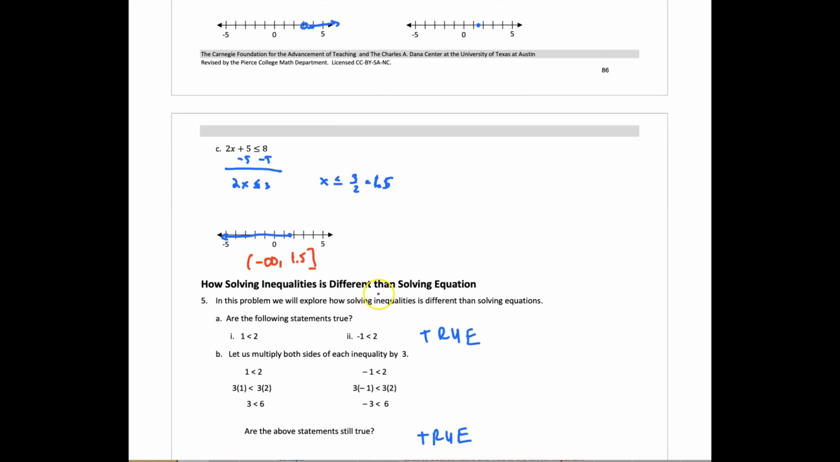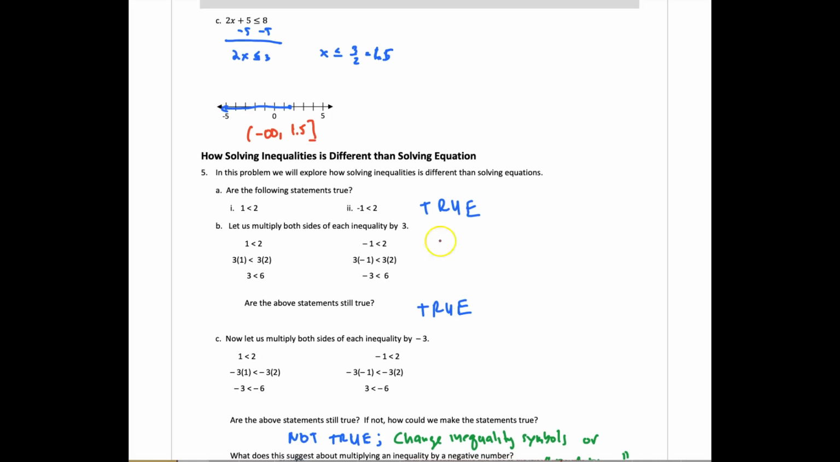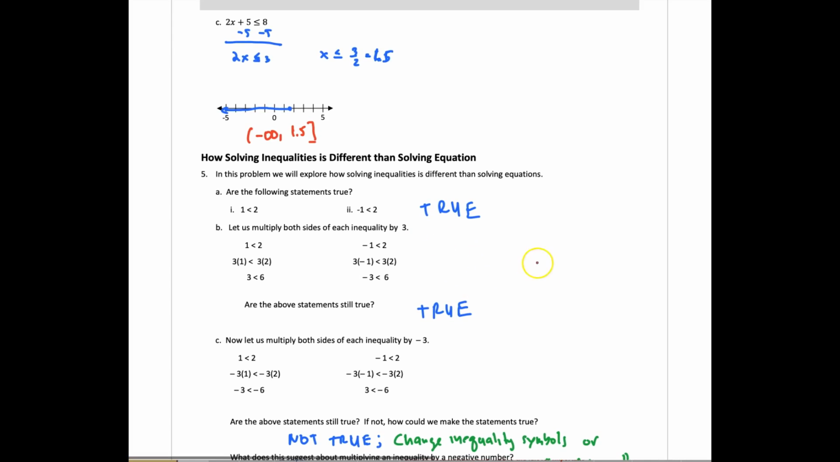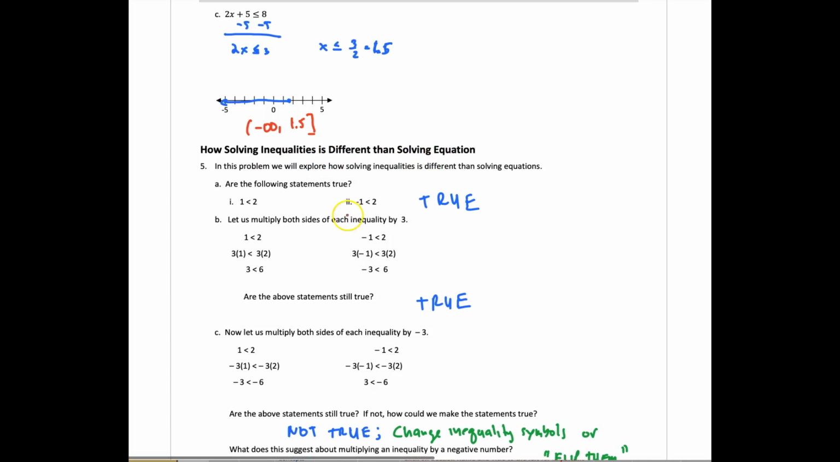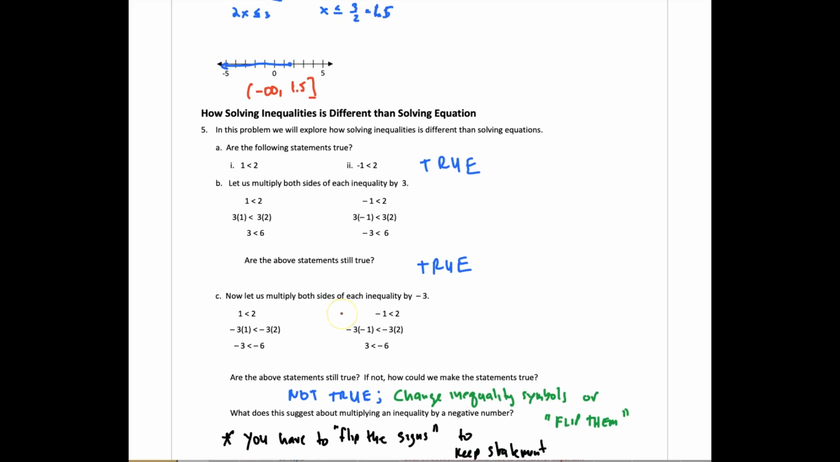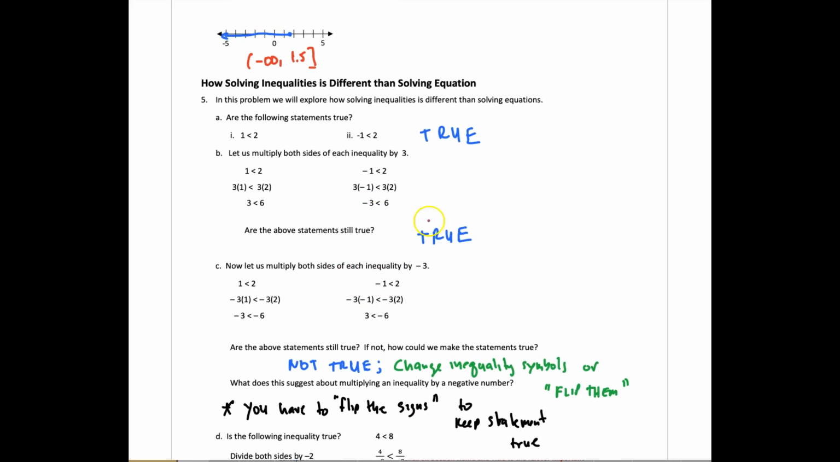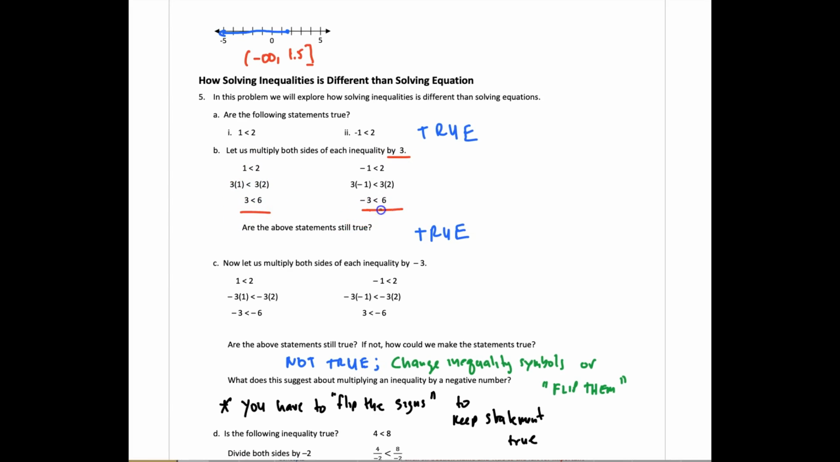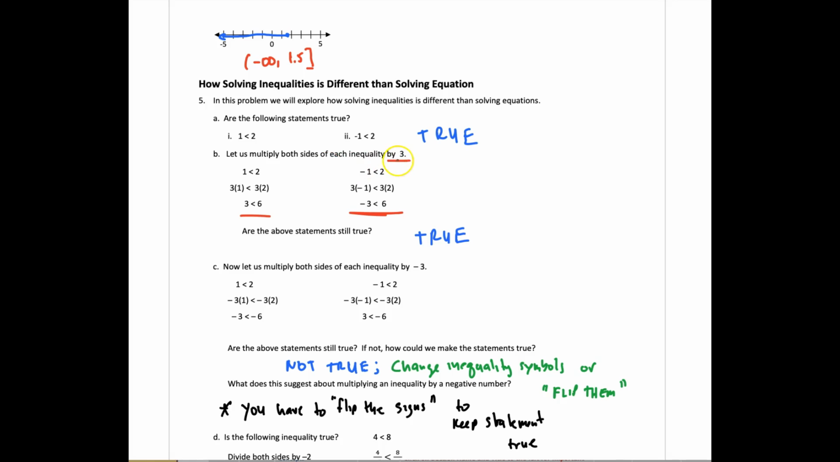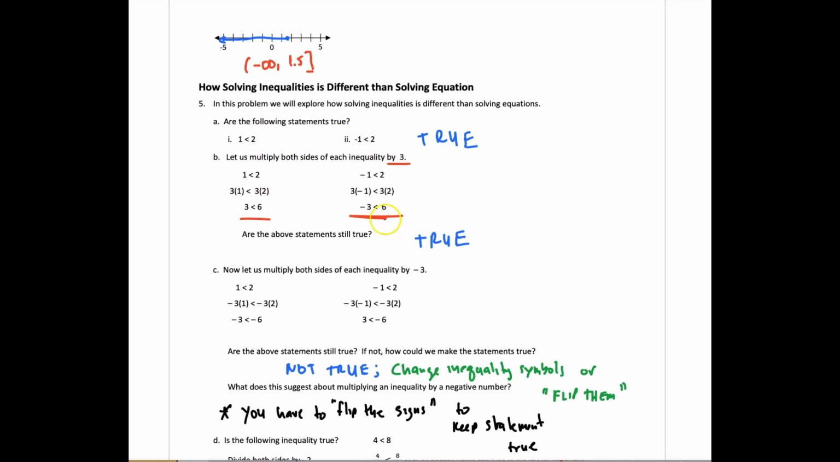Now we go into some of the more complex situations when we multiply an inequality. Solving inequalities is a little different than equations, especially when we're multiplying or dividing by a negative value. And so we have this situation where these two inequalities are true. Multiply both sides by 3. Take a look at what happens. These statements are still true. So when I multiplied by a positive 3, it did not change the outcome of those statements.